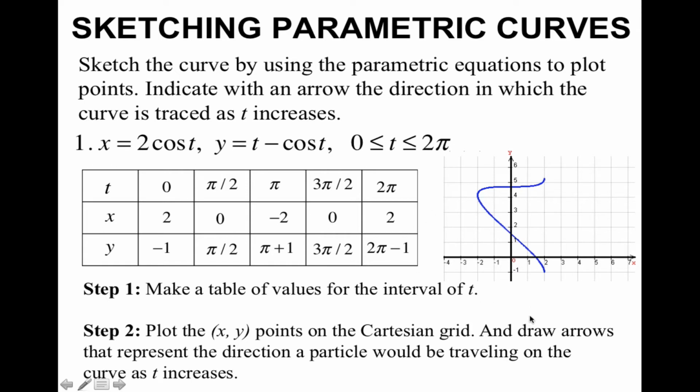Now I'm going to identify my initial point and my terminal point. My initial point is my start, t equals 0, which is the point 2 comma negative 1. My end point is when t equals 2 pi, which is at the point 2 comma 2 pi minus 1. Then I'm going to indicate the direction the particle is moving. If the particle starts down here and ends up here, that means the direction my particle is going is following these arrows.